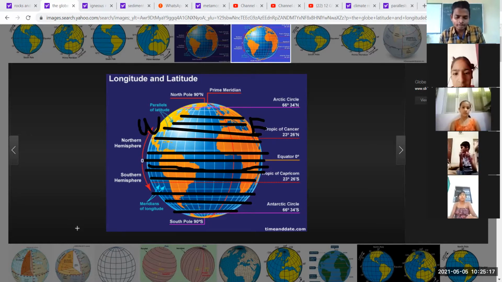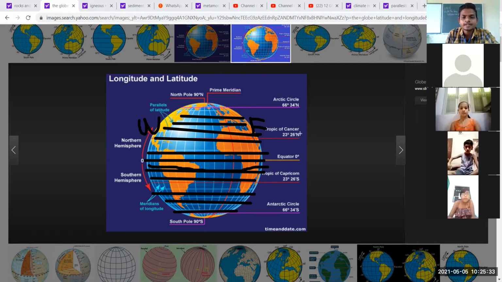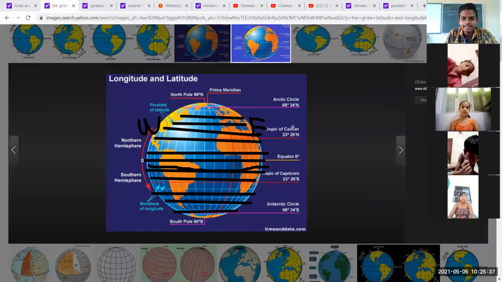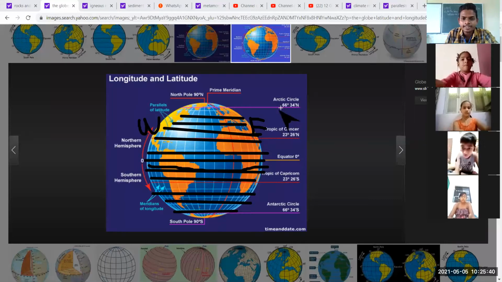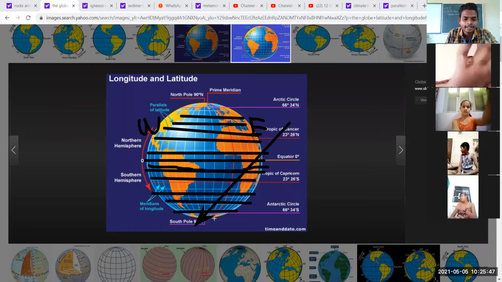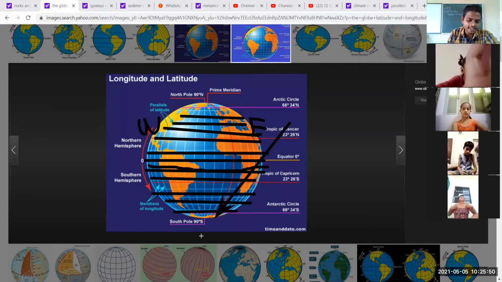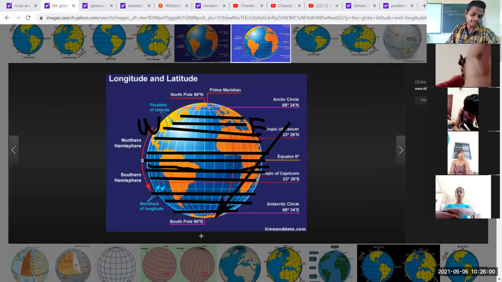The latitude of a place is the angular distance north or south of the equator. It is measured in degrees. Here you can see different degrees: 23.5, 66.5 north, 0 degree, 90 degree. Each degree is divided into 60 equal parts called minutes. A minute is further divided into 60 equal parts called seconds.